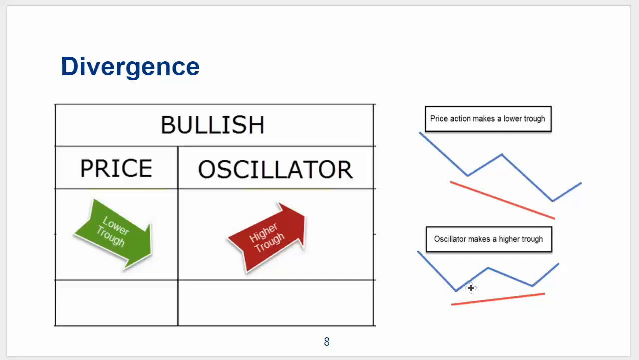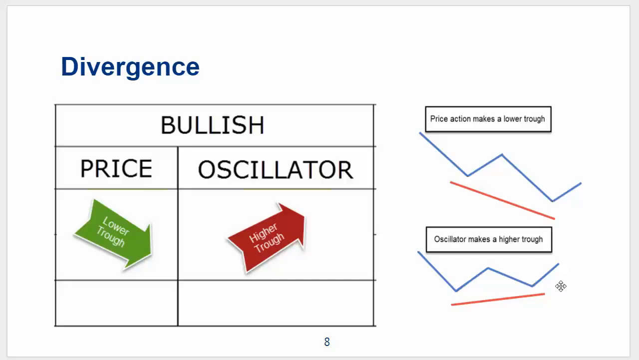Here, however, on the oscillator, the market makes a trough in line with the trough on the price action, but the trough here, where we have the lower trough in price action, on the oscillator is higher than the previous. So we tend to draw lines to highlight that those troughs on price action are moving down, and then those troughs on the oscillator are moving up.